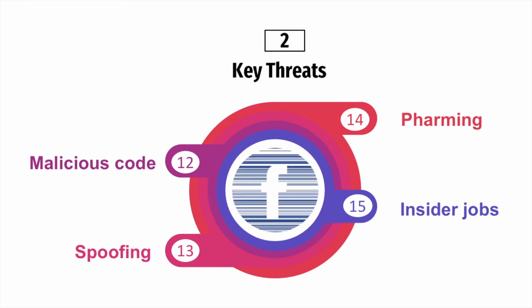Then we have pharming, which involves redirecting you to a fake website that looks exactly like the page that you wanted to go to in the first place. And lastly, the inside job, where an employee uses their access to steal data from the company.